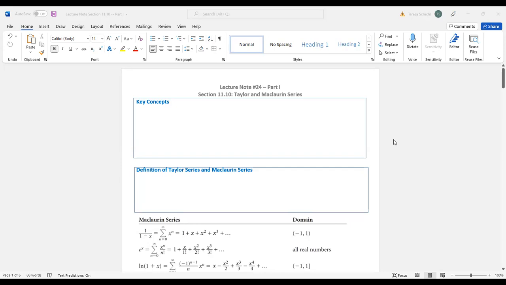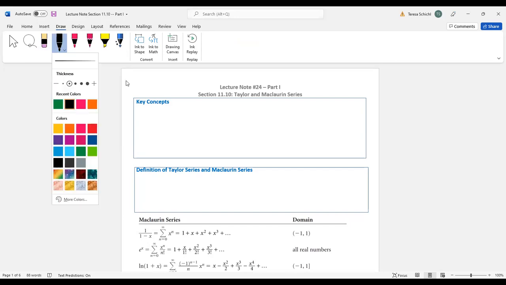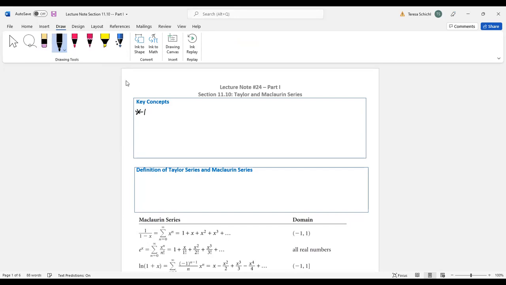For lecture number 24, we talk about the Taylor and the Maclaurin series. For part number 1, the key concepts we're going to take a look at are the definition of the Taylor and the Maclaurin series, and then how to construct the Taylor and the Maclaurin series from the basic series.